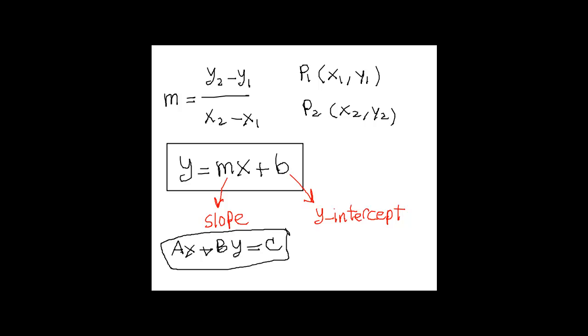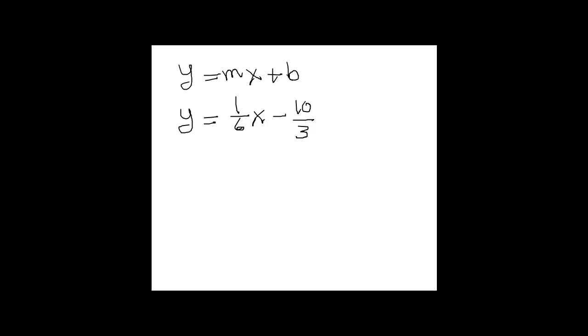So this is slope-intercept form. This is general form. So if somebody asks you to write it in general form, that's what they mean. They want to write it as AX plus BY is equal to C. In other words, they want both X and Y on one side of the equation. So if I subtract 1/6 x from both sides of the equation, then I would get minus 1 over 6x plus y is equal to minus 10 over 3.